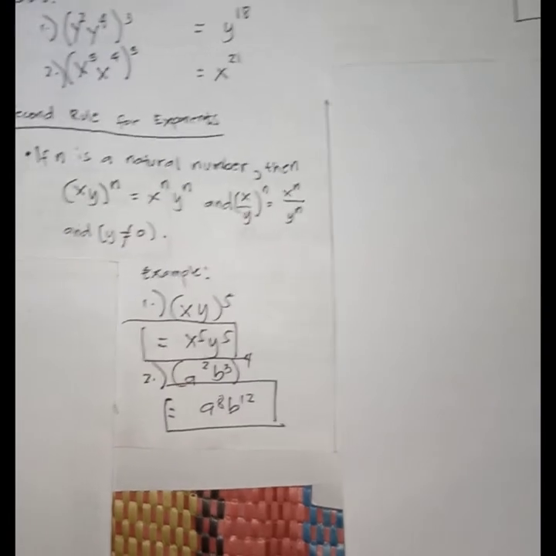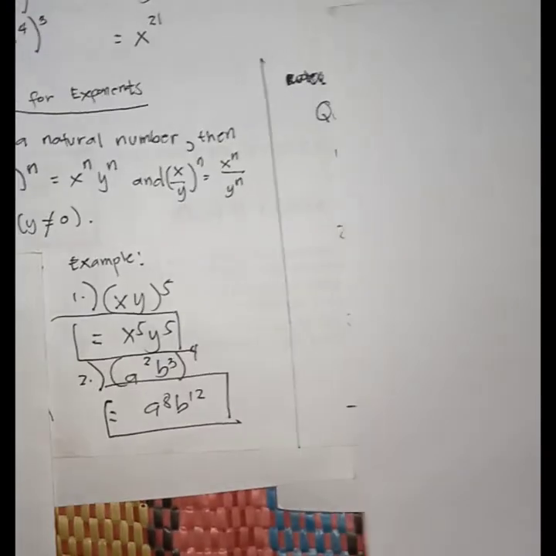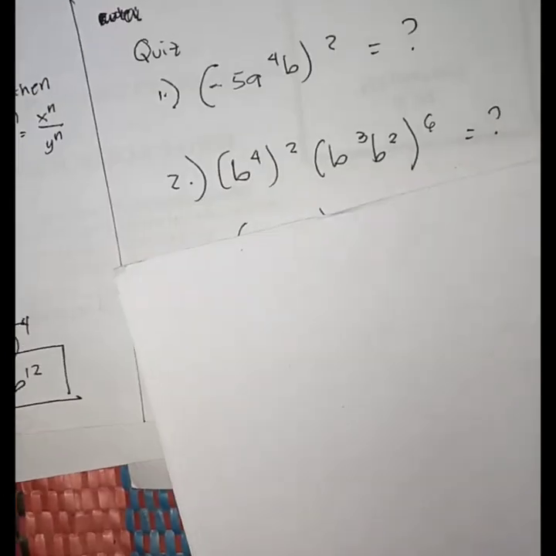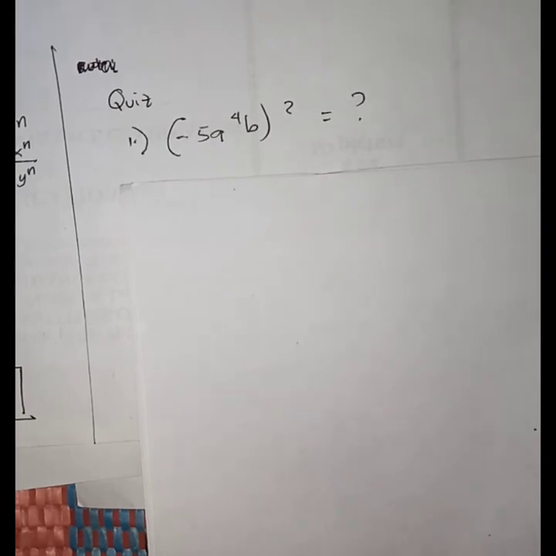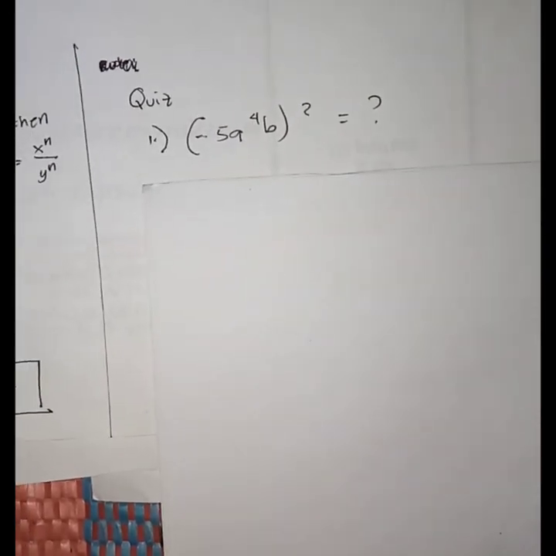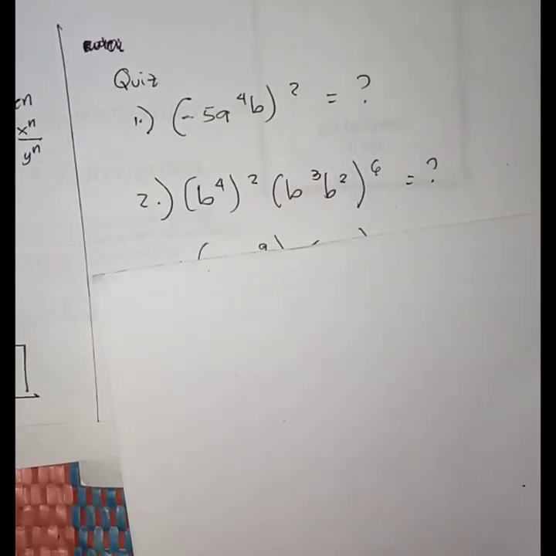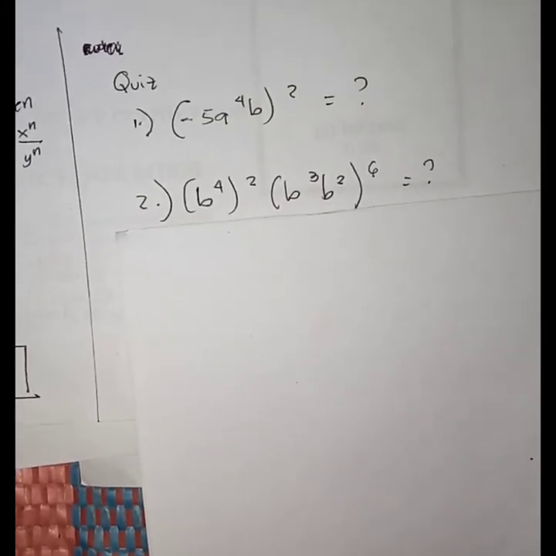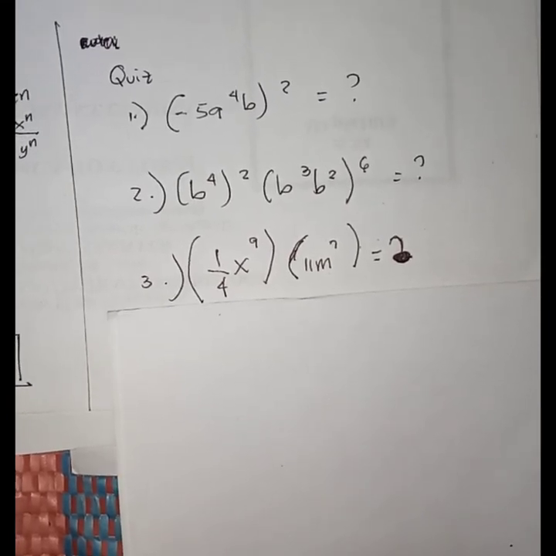If you have more time, try to solve this. Quiz 1. We have, in parentheses, negative 5a raised to the power of 4, b raised to the power of 2. Just follow the steps we did. That's all.